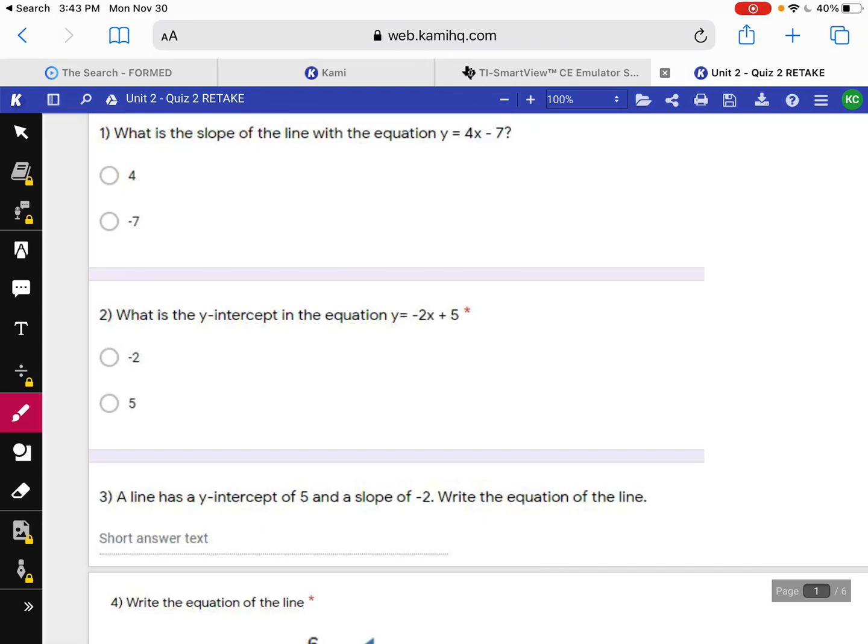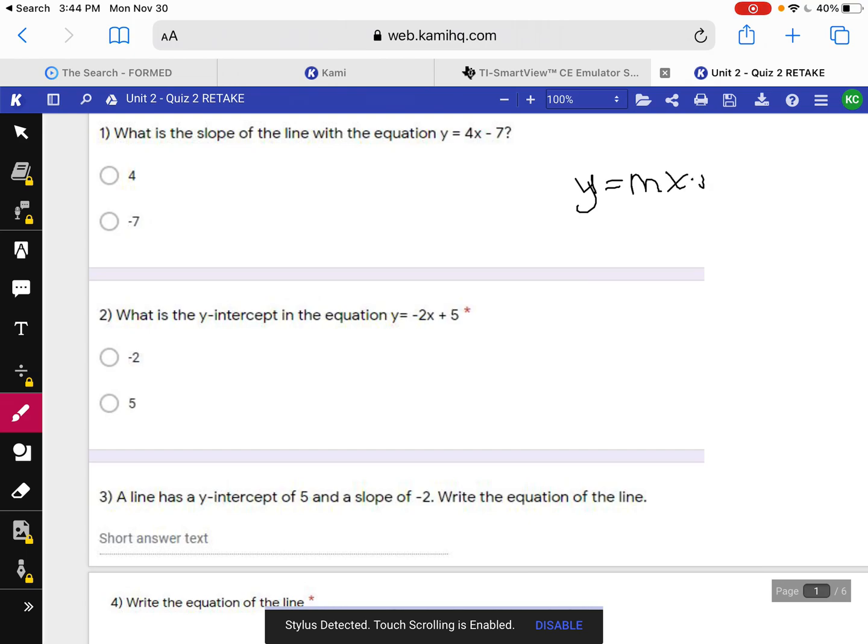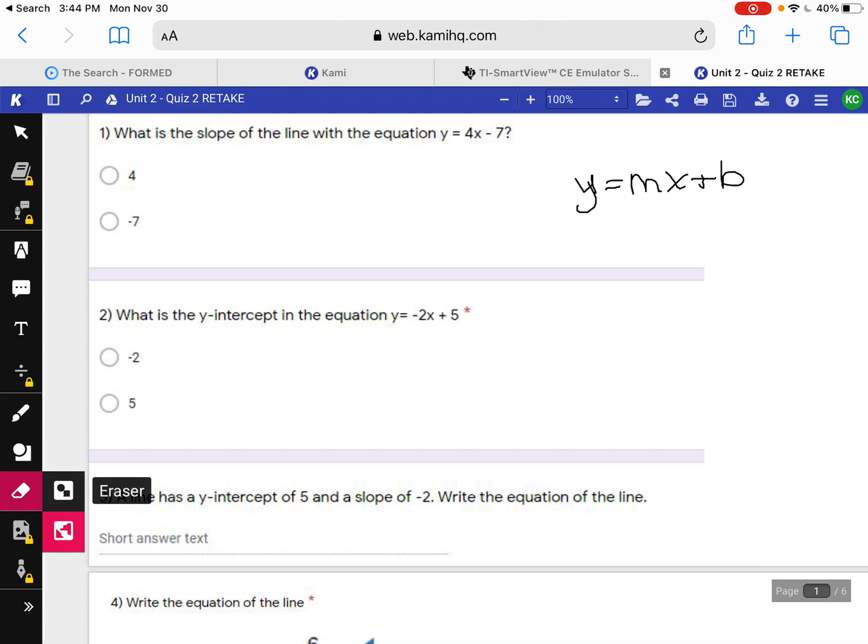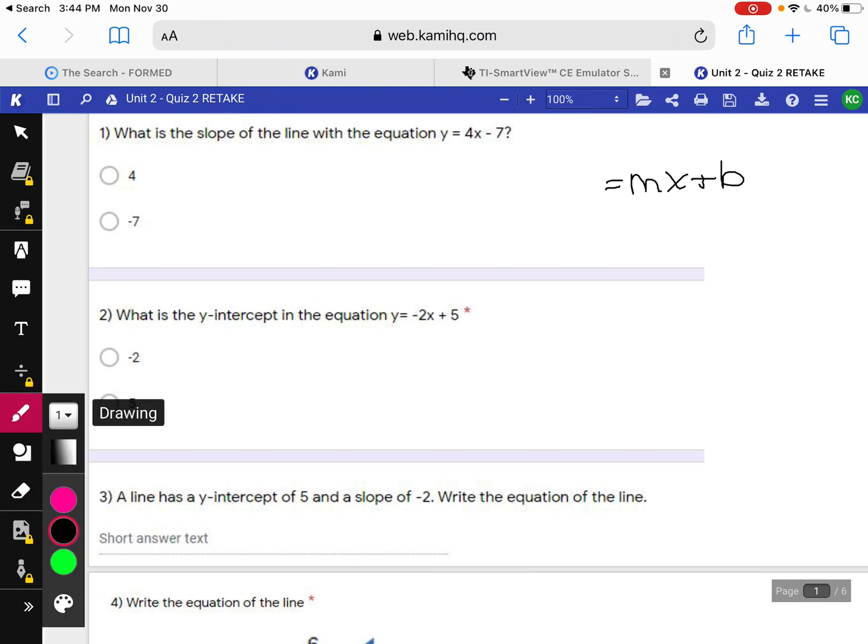In this video, we are going to be looking at Unit 2, Quiz 2, reteaching around the concept of y equals mx plus b. Y equals mx plus b is our slope-intercept form. Sorry, that y didn't look very good.